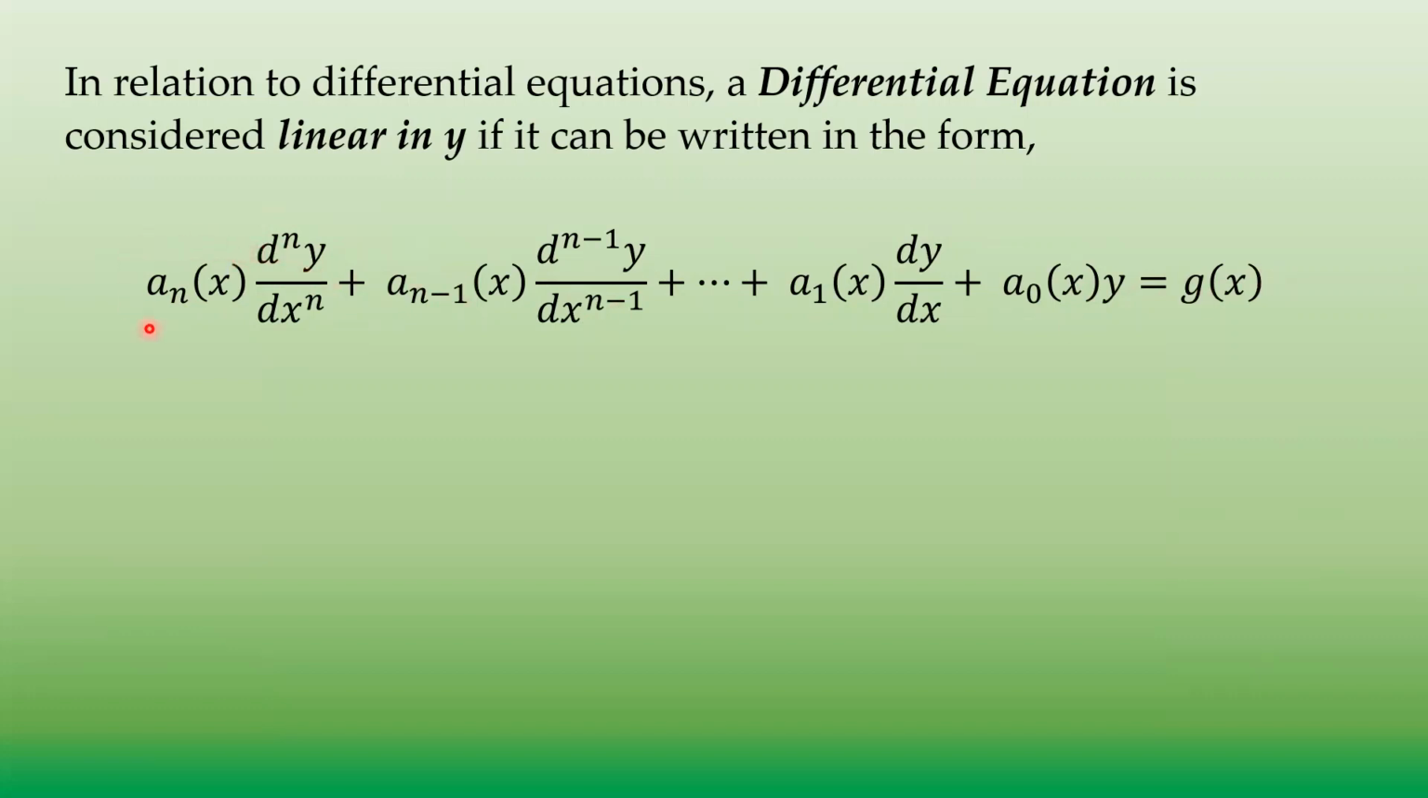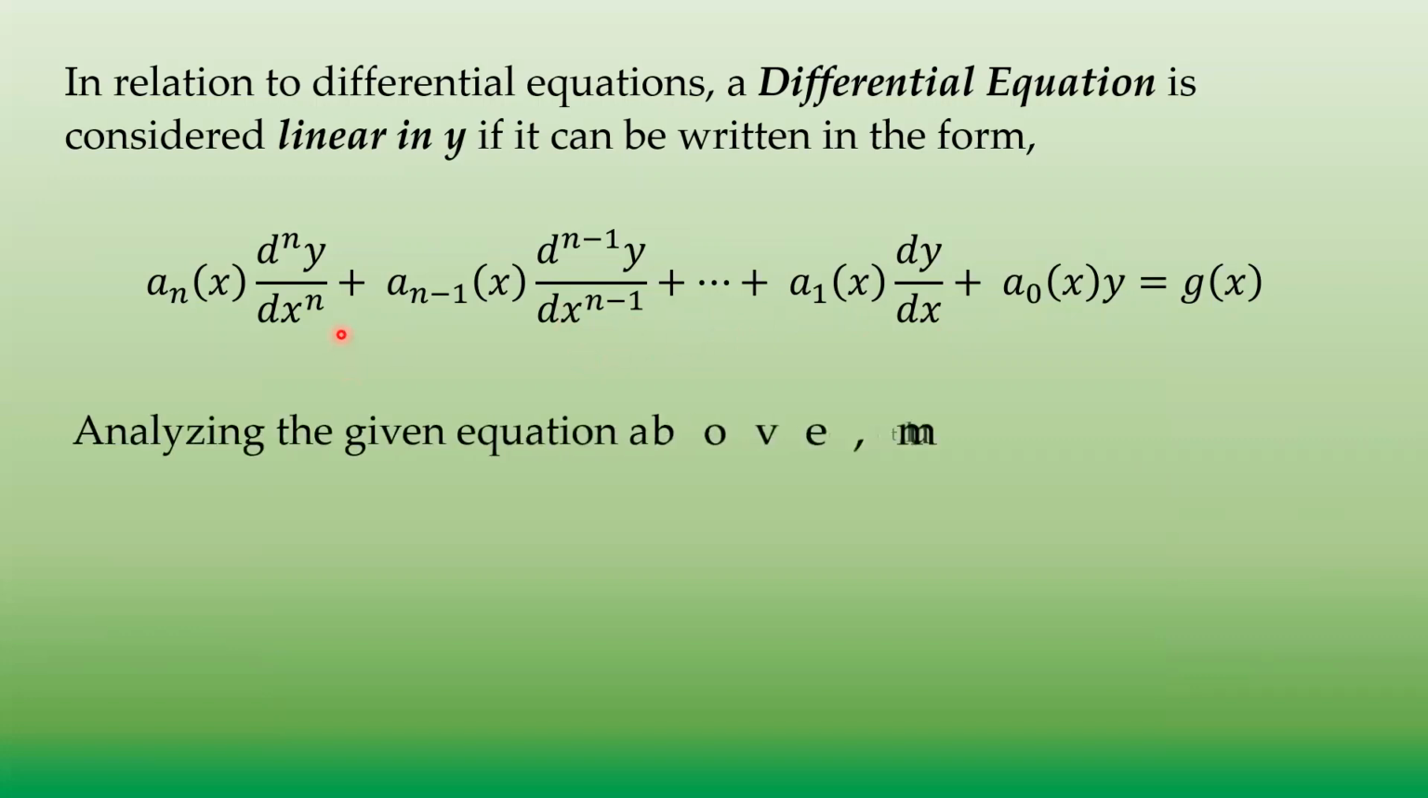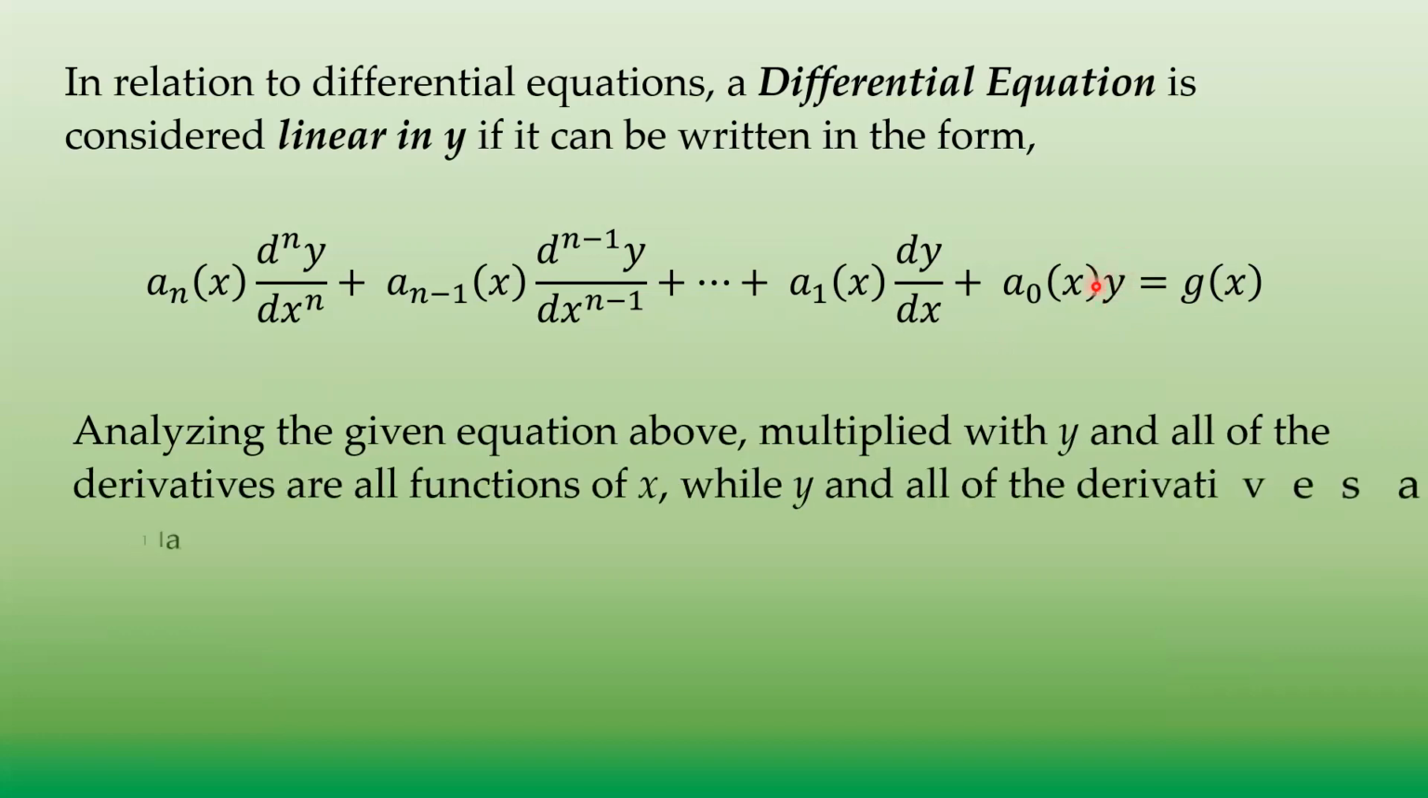So dito, yung mga a sub n of x na yan, a sub n minus 1 of x, a sub 1 of x, a sub 0 of x, yan ay mga functions of x. Same with g of x. Pero pwede yung maging constant. Basta dapat yan, function of x or constant. Ngayon, sabihin yan, pag chinek mo yan, ating given equation, yung y, saka lahat ng derivatives ay nakamultiply sa functions of x. Again, sabi ko kanina, yung mga a sub n of x na yan ay pwedeng maging constant. Same with your g of x here.